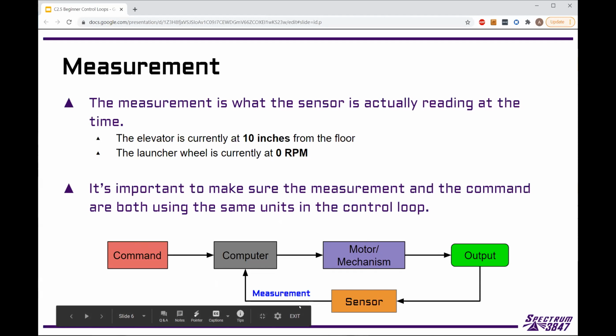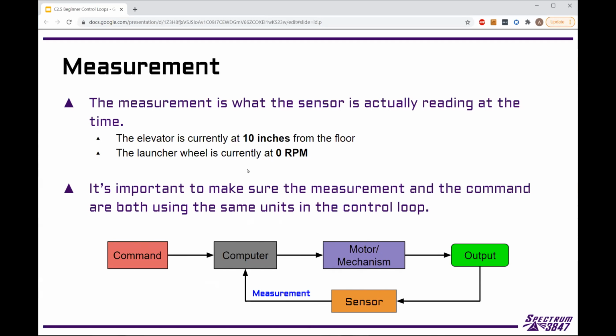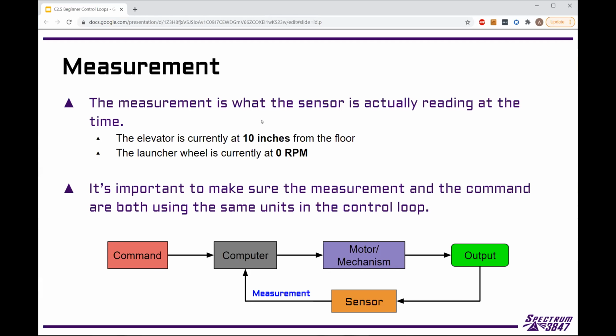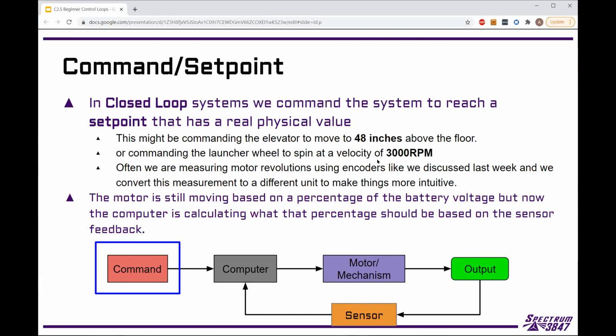And then those two numbers are what get used by the computer to figure out how fast the motor should go. So in this example, the elevator could currently be at 10 inches, or the launcher wheel could currently be at 0 RPM. And then when we tell it to do its commands, we can tell it to go to these spots. It would have to figure out how to get from where it currently is to where we want to be.